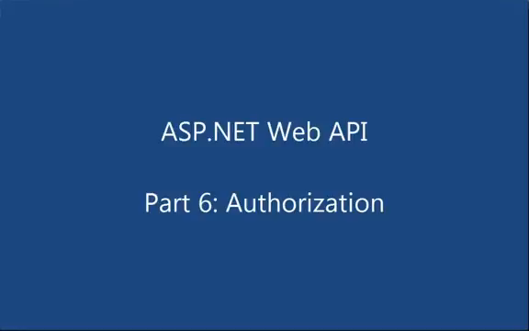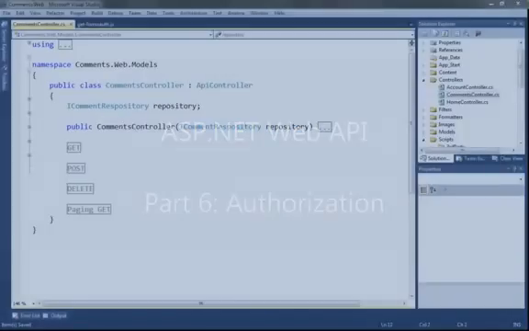We're continuing our look at ASP.NET Web API with a look at authorization. In a previous screencast, we used a custom action filter to enforce validation, and that was a little tricky because we had to both write and register that filter. This case is a little bit easier because there's a built-in filter for authorization. So let's take a look.